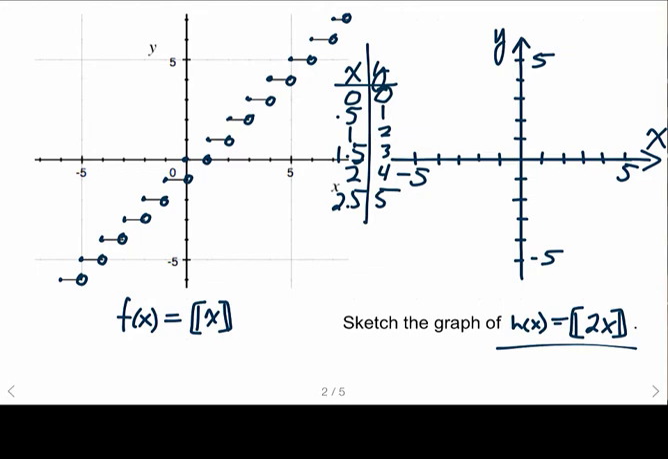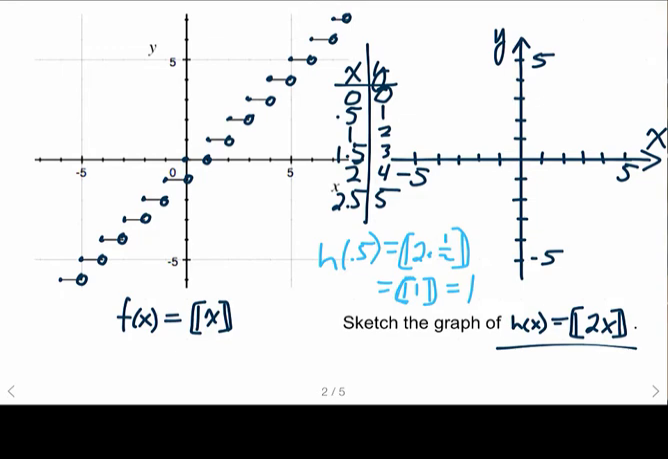Okay, my outputs are 0, 1, 2, 3, 4, and 5. Reason being, for instance, h of 1/2 is the greatest integer of 2 times 1/2. Went ahead and used a fraction so it wouldn't be confusing in there with the times. 2 times that is equal to the greatest integer of 1, which last I checked is 1. Okay, so that's how I got those outputs.